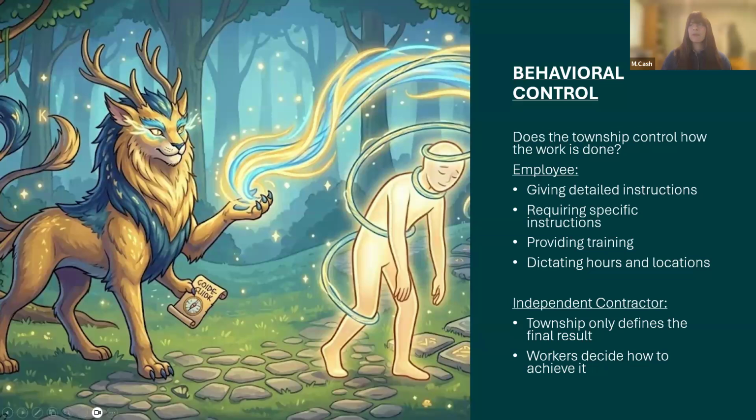All right, behavioral control. Does the township control how the work is done? This factor looks at how much control the employer has over the person doing the work. The key question isn't whether the employer controls work day to day, it's whether they could control the work. They have the right to control it. So if the employer is only concerned with the final results and leaves the details of how the work gets done up to that worker, that points more towards an independent contractor relationship. But if it's the reverse, then it's more of an employee-employer relationship.